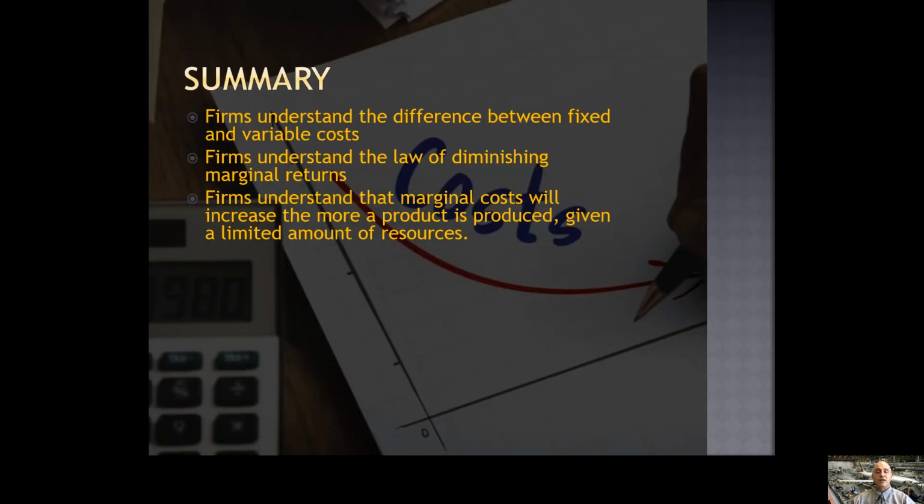So in summary, you ought to begin to understand the difference between fixed and variable costs. You ought to understand the relationship between the law of diminishing returns and marginal cost. And you begin to understand that marginal cost always goes up the more a product is produced, because there's a limit to how much resources are available. These are terms and concepts that are crucial for a business to understand if they want to maximize their profits.